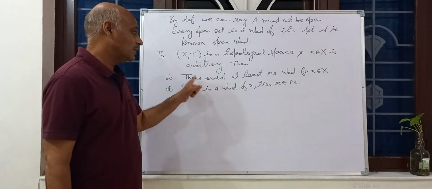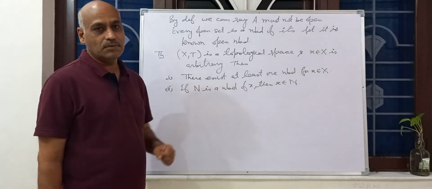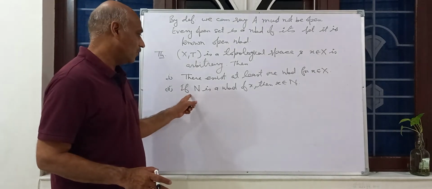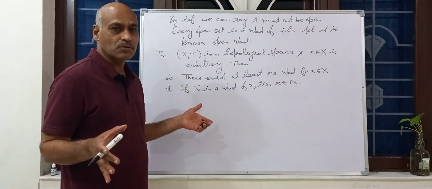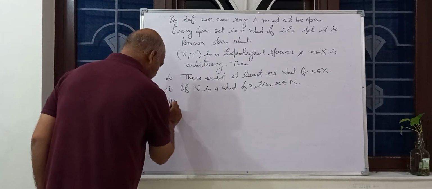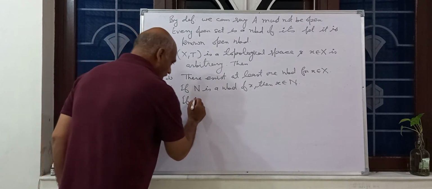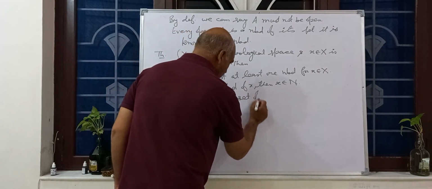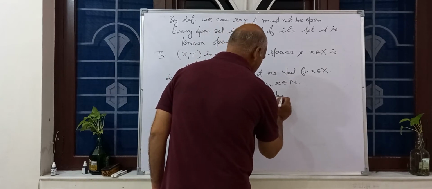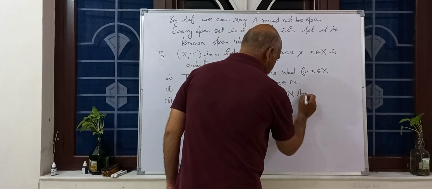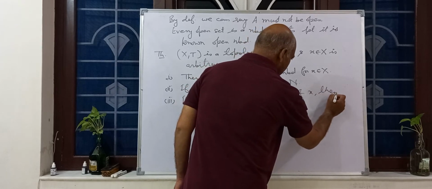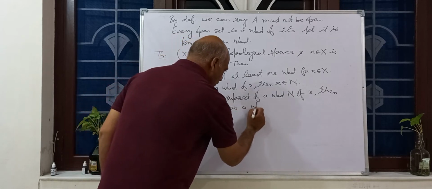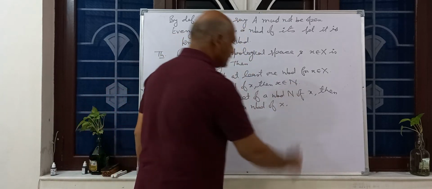First, we have to prove there exists at least one neighborhood for x belongs to X. Second, if N is a neighborhood of x, then x belongs to N. Third, if N is a superset of a neighborhood N of x, then N is also a neighborhood of x.